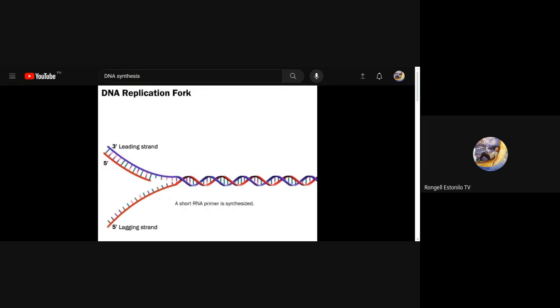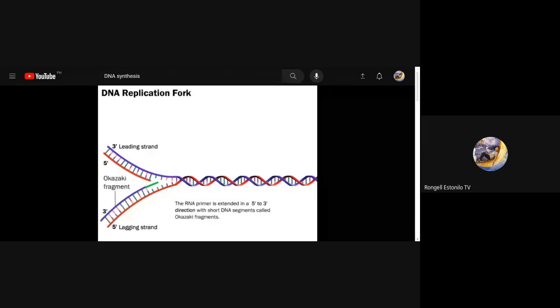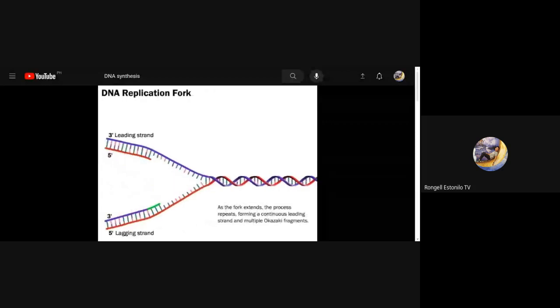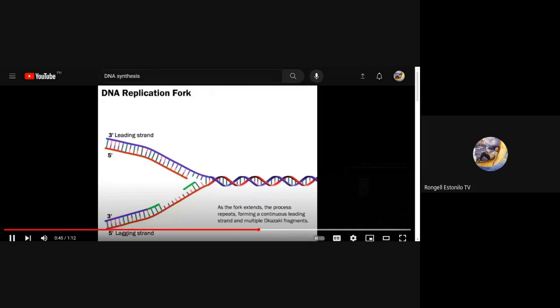A short RNA primer is synthesized. The RNA primer is extended in a 5' to 3' direction with short DNA segments called Okazaki fragments. As the fork extends, the process repeats, forming a continuous leading strand and multiple Okazaki fragments.